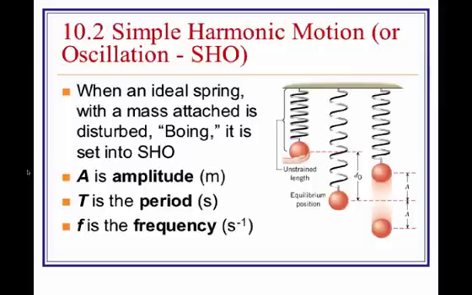Period is the time it takes to complete one oscillation, so that's a full, complete motion. Starting in the middle, down to the bottom, all the way up to the top, and then returning to the middle would be a full motion. And then frequency is how many cycles it completes in 1 second. It's the cycles per second.